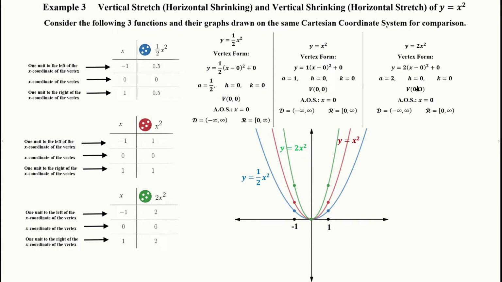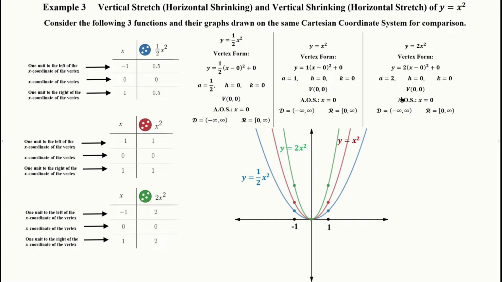So x equals 0 is going to be the axis of symmetry for all of them. And there you have it. To graph them, do exactly the same as before. Once you know what the vertex is, like look at 1/2 x squared, go 1 unit to the left, 1 unit to the right, plot those. There you go. You have a nice graph right there.